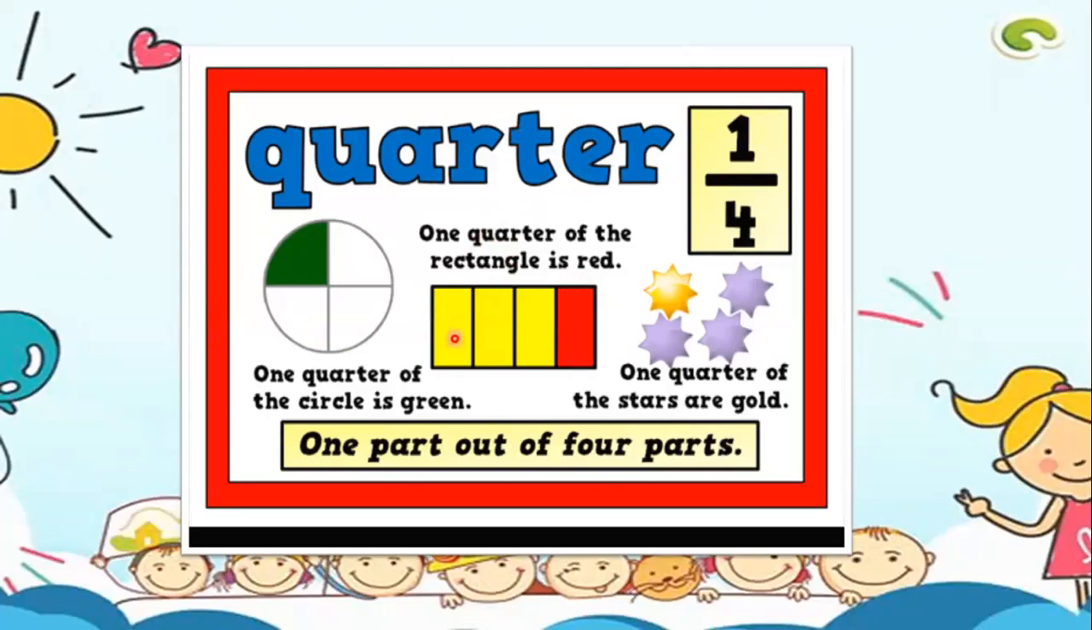Now here you can see in this rectangle, we have divided the rectangle into four equal parts. That's why we have written 4 in the denominator place, and out of these, one part is red. So we have written 1 in the numerator place. 1 is the red part out of 4 equal parts. If you have any problem, beta, write it in the chat box, okay?